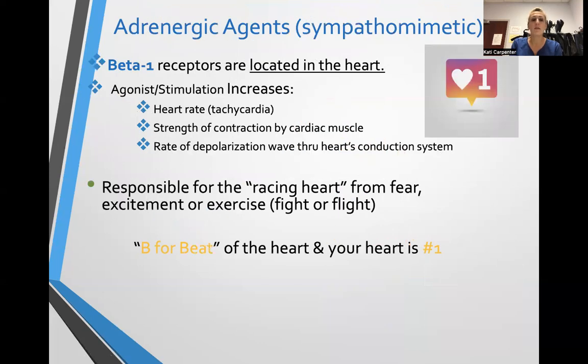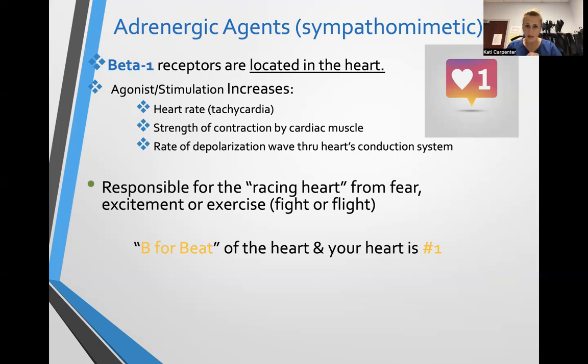Adrenergic agents that have to do with beta-1, just remember, your heartbeat is number one. You're number one to me. Your heartbeat is number one. So beta-1 receptors are on the heart. To agonize, which we'll talk about agonistic drugs later on, so stimulation is what that means.